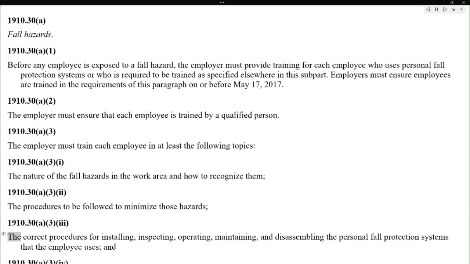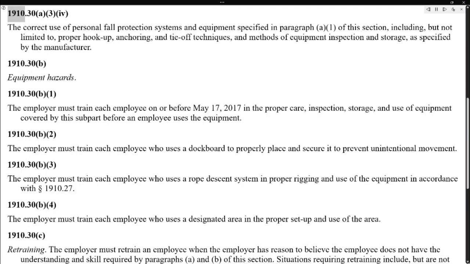1910.30(a)(3)(iii). The correct procedures for installing, inspecting, operating, maintaining, and disassembling the personal fall protection systems that the employee uses, and 1910.30(a)(3)(iv). The correct use of personal fall protection systems and equipment specified in paragraph (a)(1) of this section, including, but not limited to, proper hookup, anchoring and tie-off techniques, and methods of equipment inspection and storage, as specified by the manufacturer.